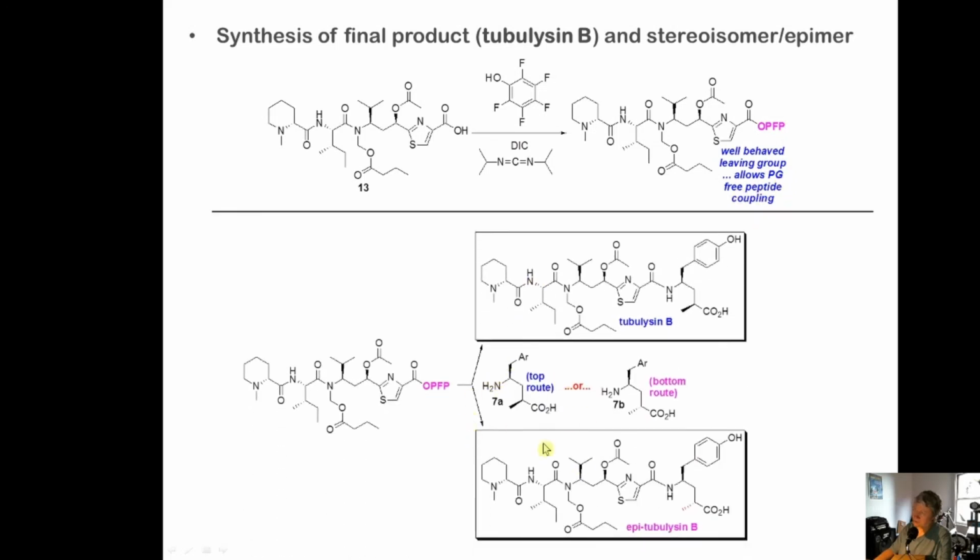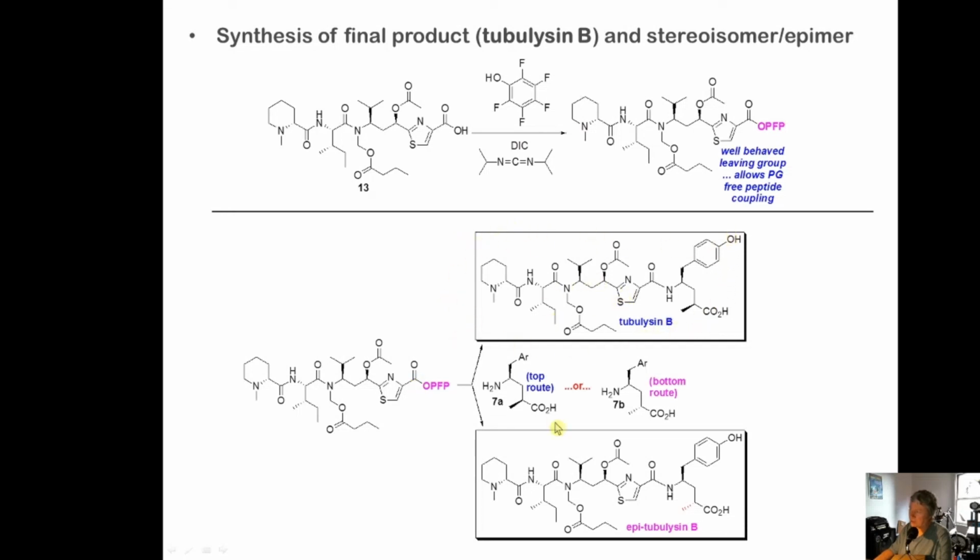So this shows the two routes, and these are the molecules we made earlier, 7A and 7B. Remember those? The amines with the tyrosine-looking thing with the hydroxy, we're abbreviating that. I'm showing a top route and a bottom route here. In the top route, which makes the top product, the amine kicks off the pentafluorophenol and makes tubulysin B. So there we go. We finished it.